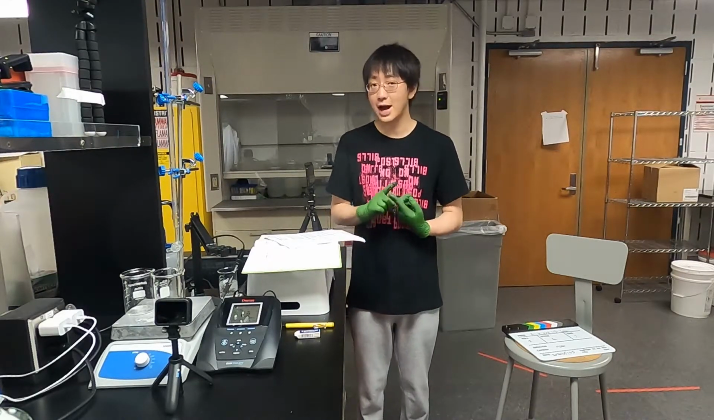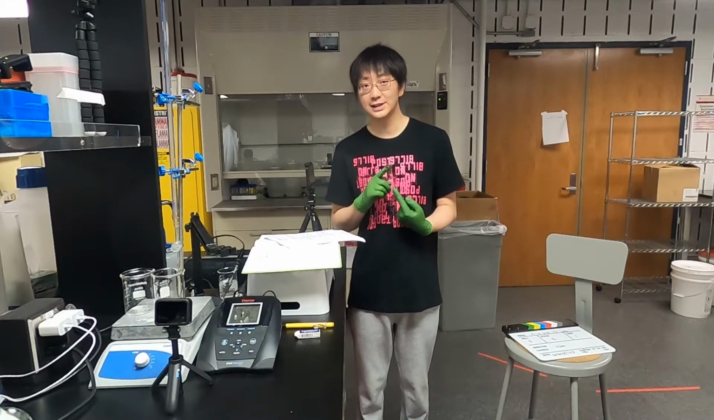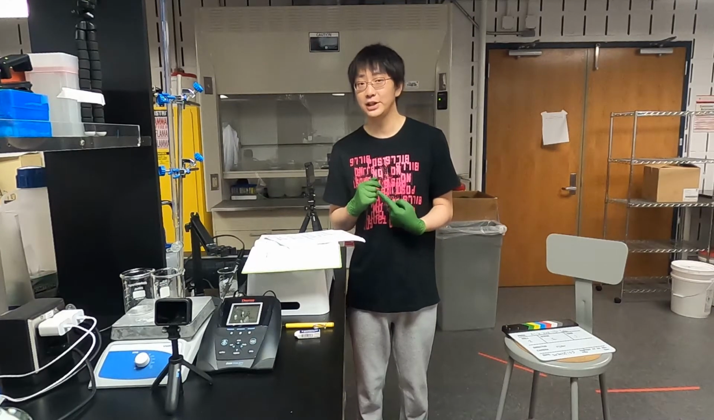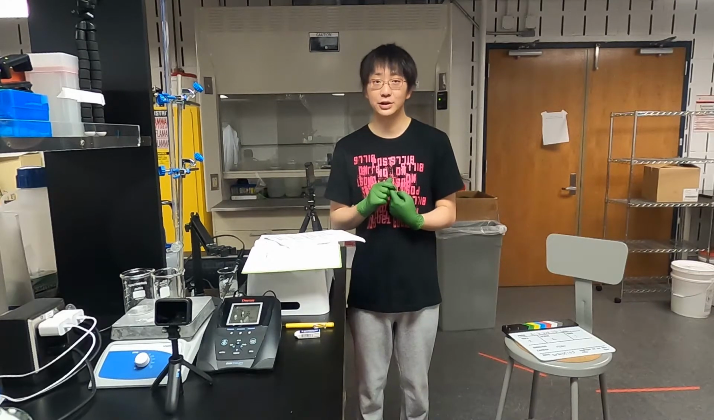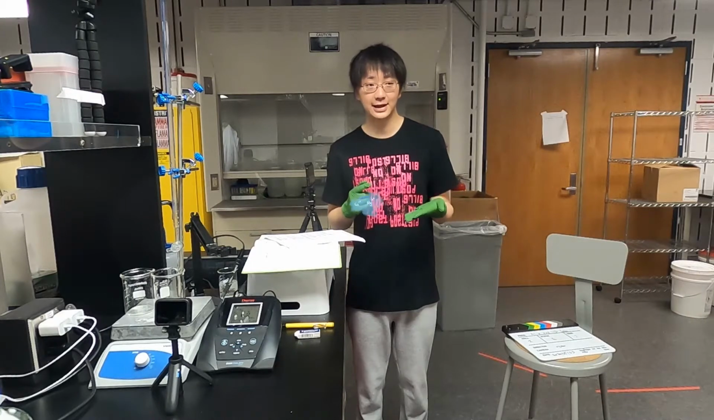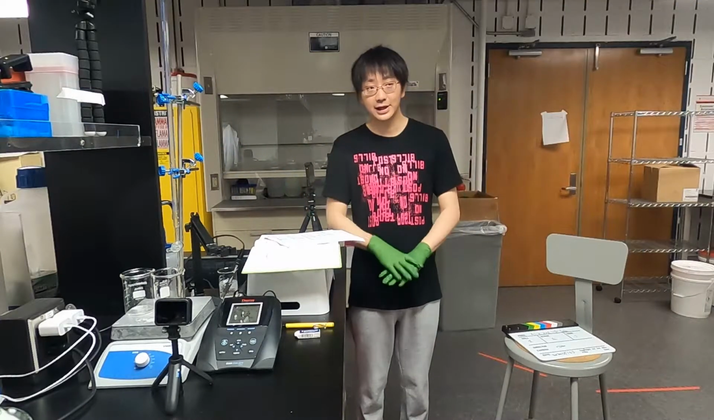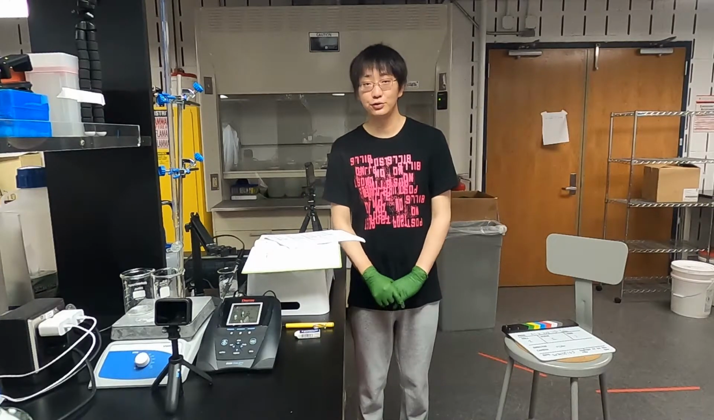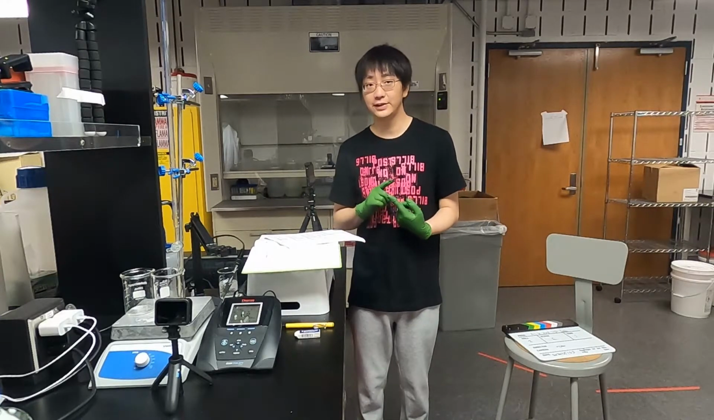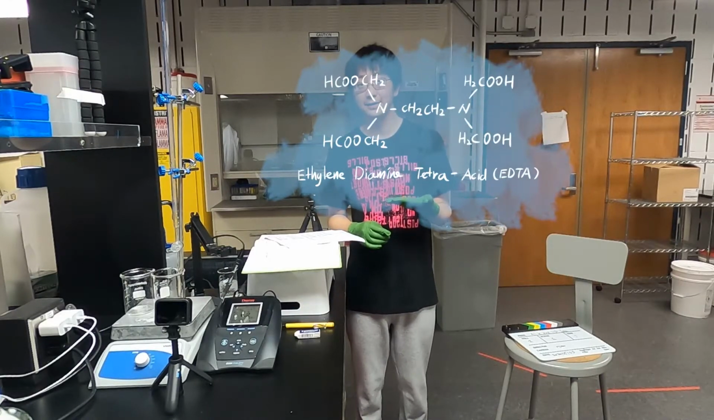Hardness describes how hard the water is. Here, hard water refers to water that has a very high mineral content. In natural water, the main contributors to hardness are calcium ion and magnesium ion. And in practice, hardness is usually determined by titration with EDTA. Here is the chemical structure of EDTA.